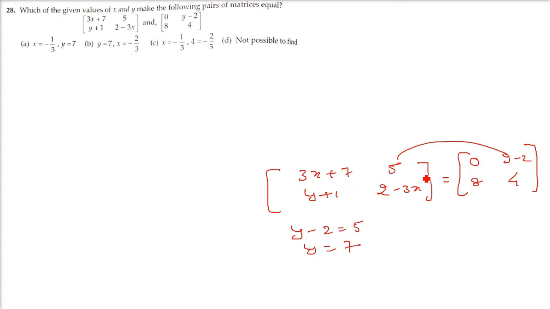And you can take any of these. Let us take this one. 3x plus 7 equals 0. X will be equal to minus 7 by 3. Also 2 minus 3x equals 4. So that will give you another option.